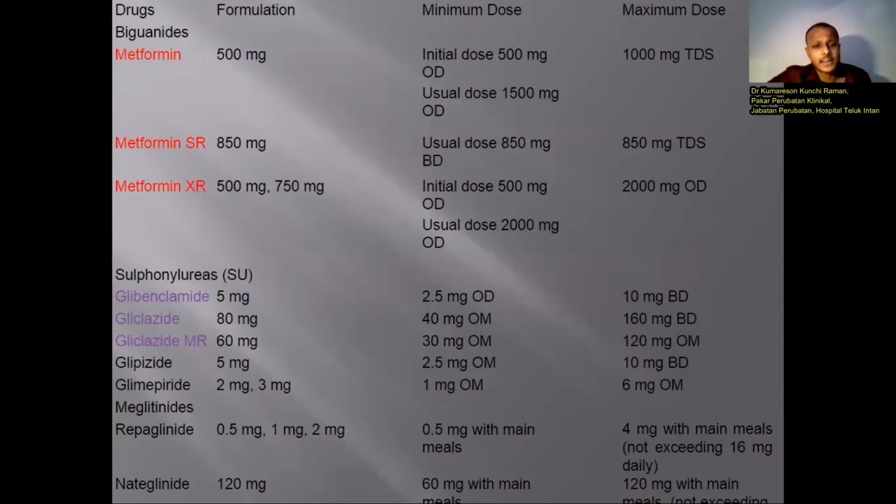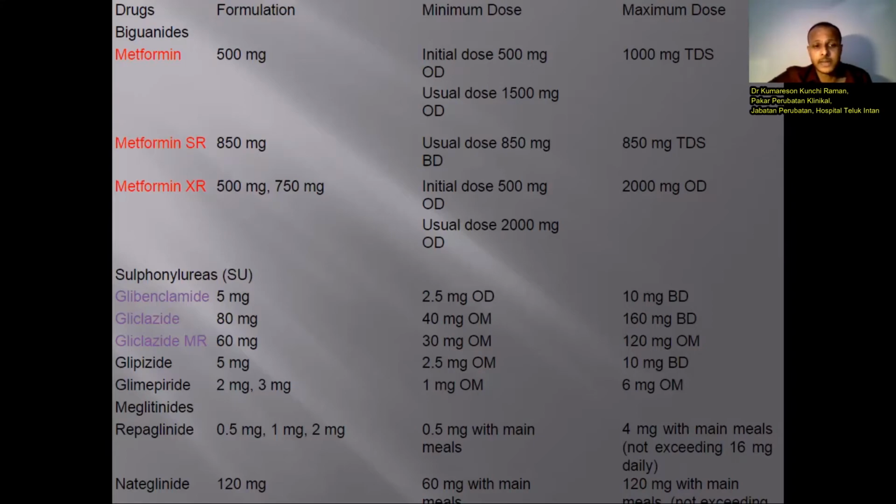The ones I've highlighted in a different color are the ones which we commonly use, and we see them in our prescriptions these days, especially available in our Ministry of Health. So these are medications: metformin slow release and extended release, and its doses as well. You can look this up in the Malaysian CPG guideline.